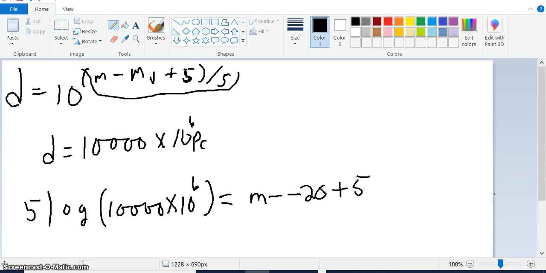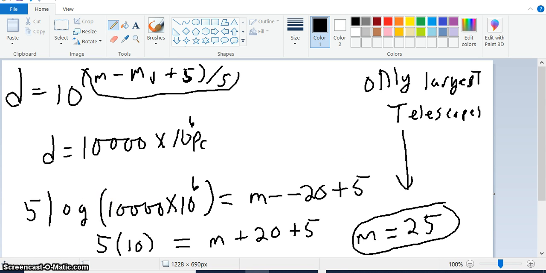Let me put this in my calculator. All right, so let's finish this problem. Remember, the distance they give us is 10,000 megaparsecs. So this 5 comes over to the other side. It's going to be 5 times the log of 10,000 times 10 to the 6, and the log of 10,000 times 10 to the 6 is just 10. So 5 times 10 is 50, and that's equal to little m, which is the apparent magnitude. That's really what we're looking for, minus a negative 20, right?